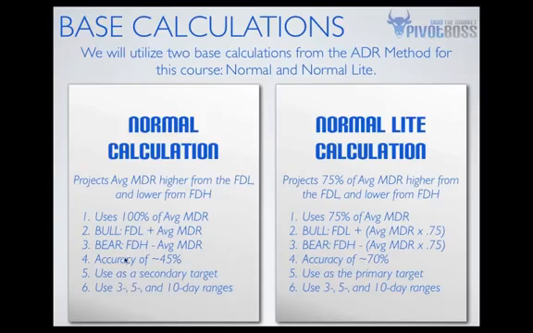Remember, I talked about accuracy or probabilities of being reached. The normal calculation has an accuracy of around 45% of being reached, whereas the normal light calculation has somewhere between 70 and 75% accuracy. So you're going to use the normal light calculation as a primary target each and every time. On the other hand, the secondary target should be the normal calculation. And of course, you can scale at each of these values as well.